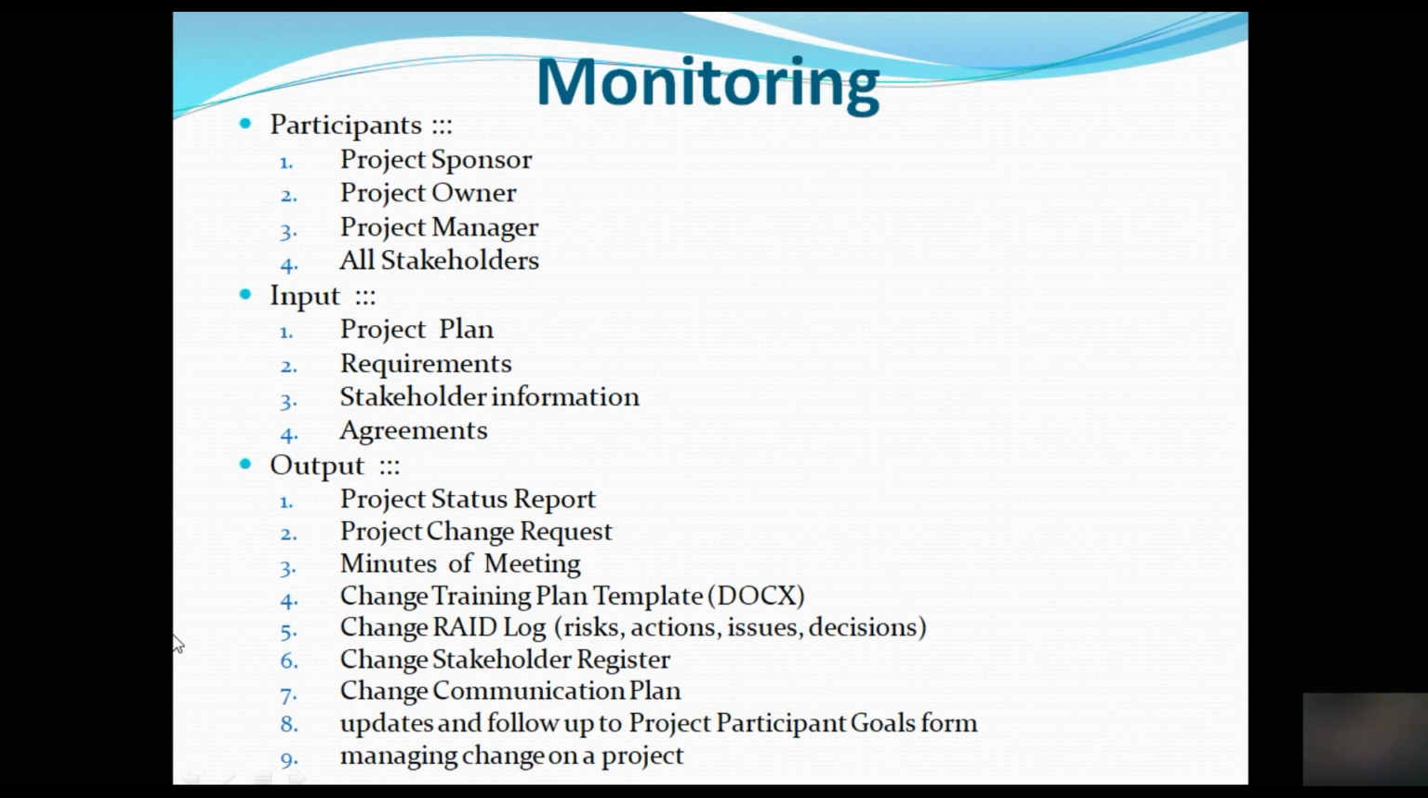Output: project status report, project change requests, minutes of meeting for each of the meetings that we do, identify the resources who are going to work on this, concise agreed tasks or subtasks. Then we do RAID logs, we update the stakeholder register, we talk about the communication plan, we update it and follow up with the project participants, managing change on the project.